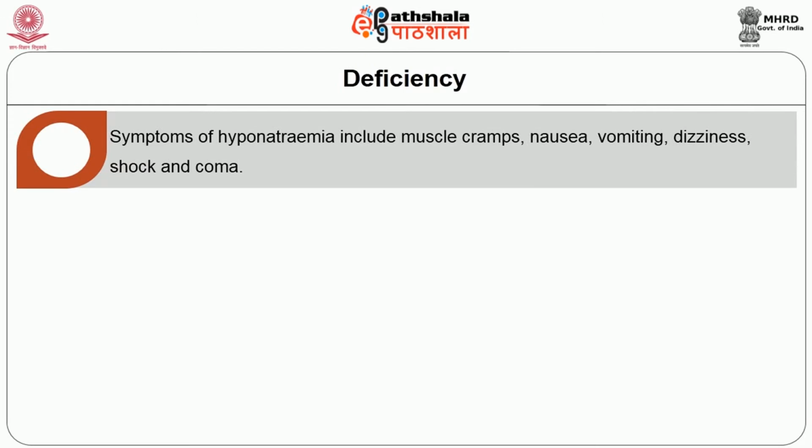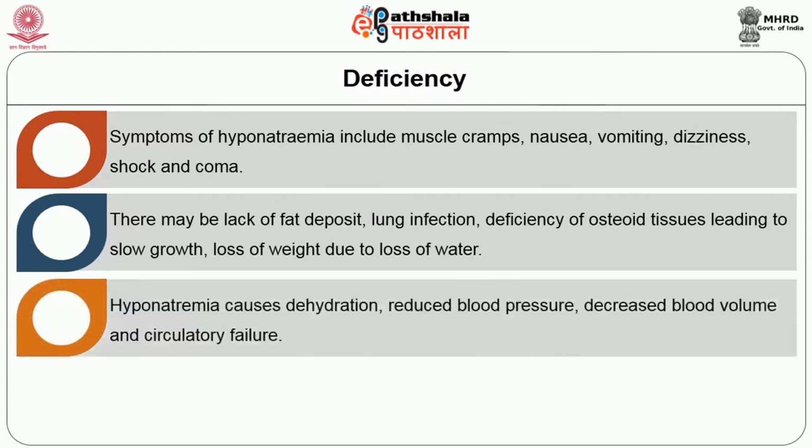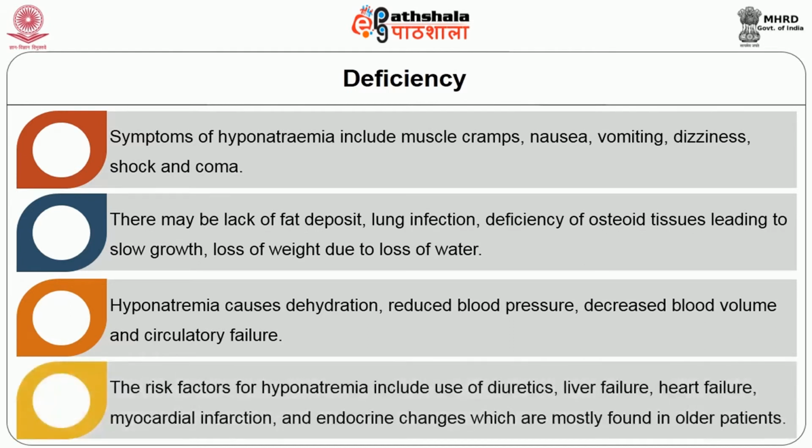Symptoms of hyponatremia include muscle cramps, nausea, vomiting, dizziness, shock and coma. There may be lack of fat deposit, lung infection can occur, deficiency of osteoid tissues leading to slow growth, low weight due to loss of water. Hyponatremia causes dehydration, reduced blood pressure, decreased blood volume and circulatory failure.